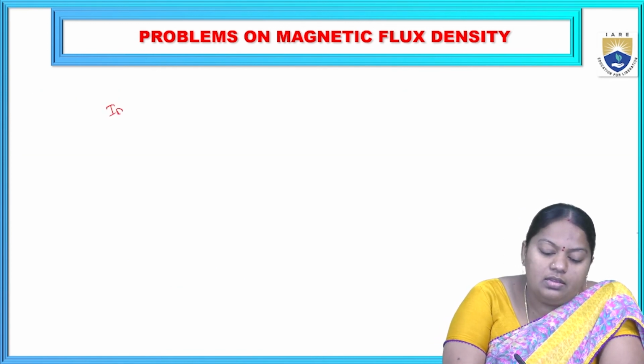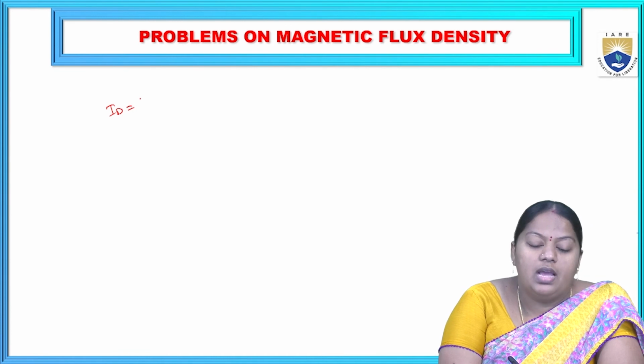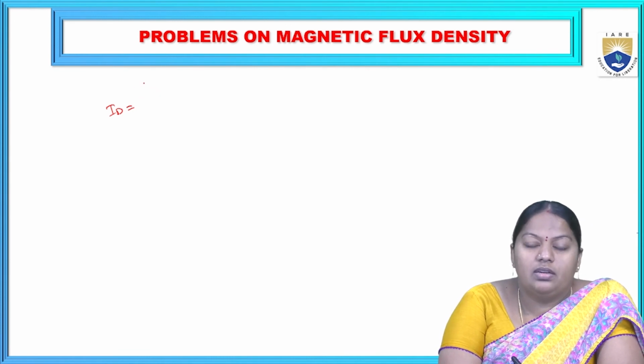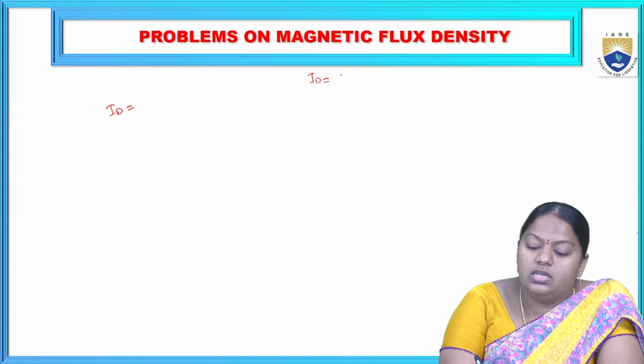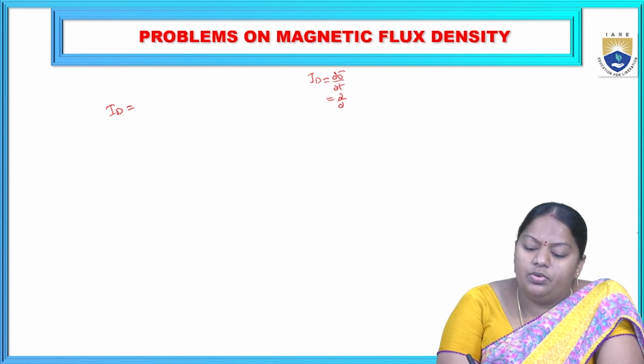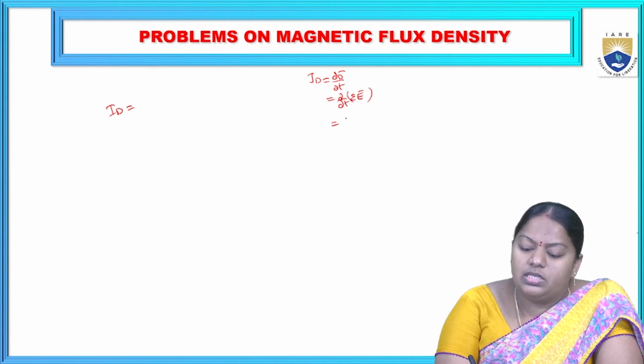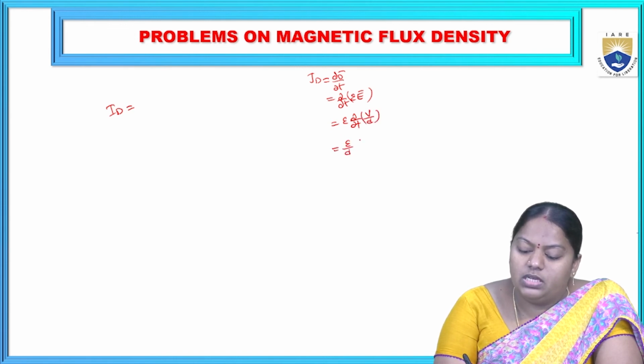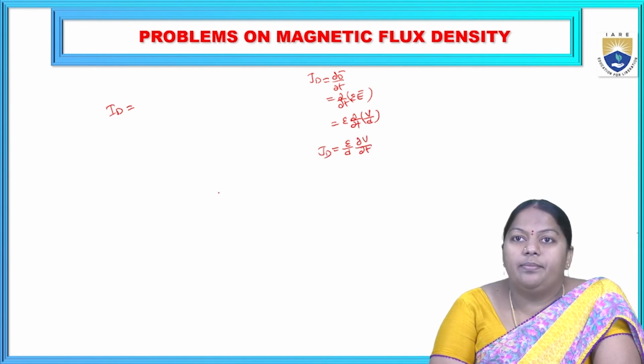ID is the notation for displacement current and JD the displacement current density. As we know, JD is equal to ∂D̄/∂t, which is ∂/∂t of epsilon E. Now if we substitute E as V by d, then ∂/∂t of V by d. Since d is a constant, epsilon by d into ∂V/∂t is the value of JD, right?